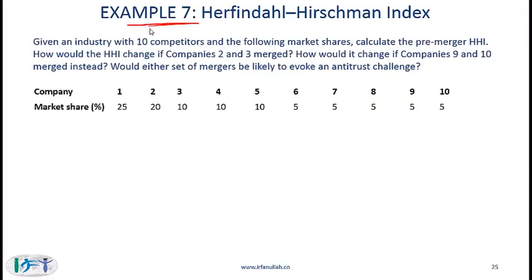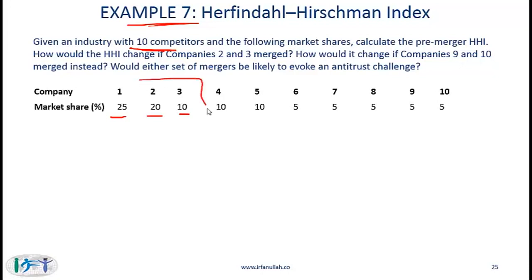So let's look at example 7 now. And this is fairly straightforward. It's straight out of level 1. If you have a company with 10 competitors and you are given the market shares, can you come up with the HHI for this particular industry? It should be straightforward. You simply take each of these numbers, square it, and then add it up.